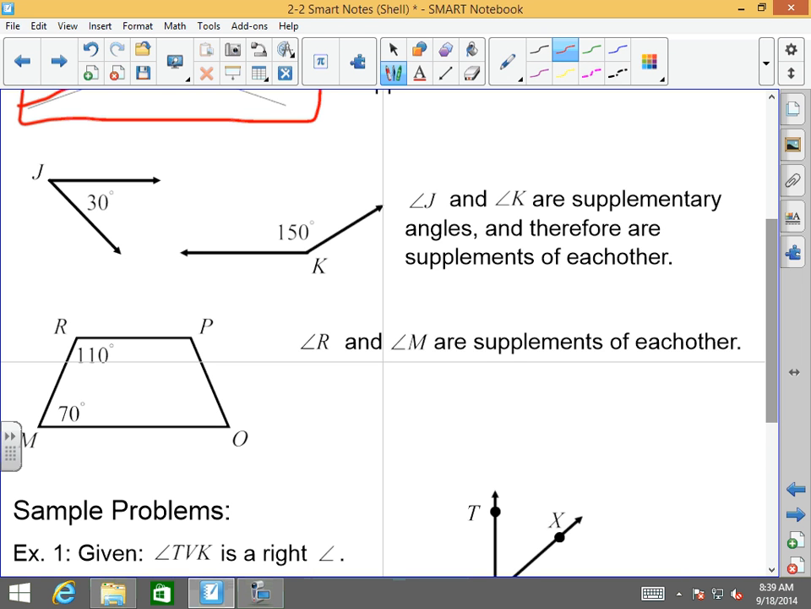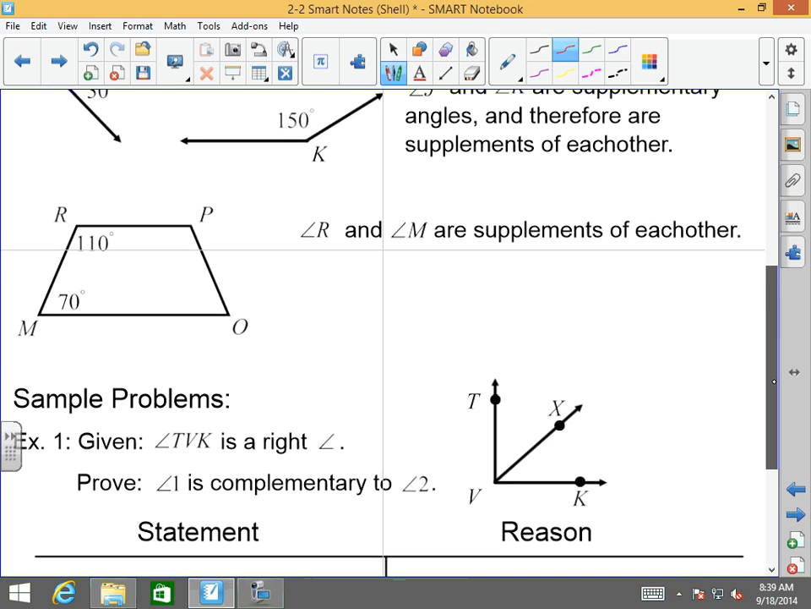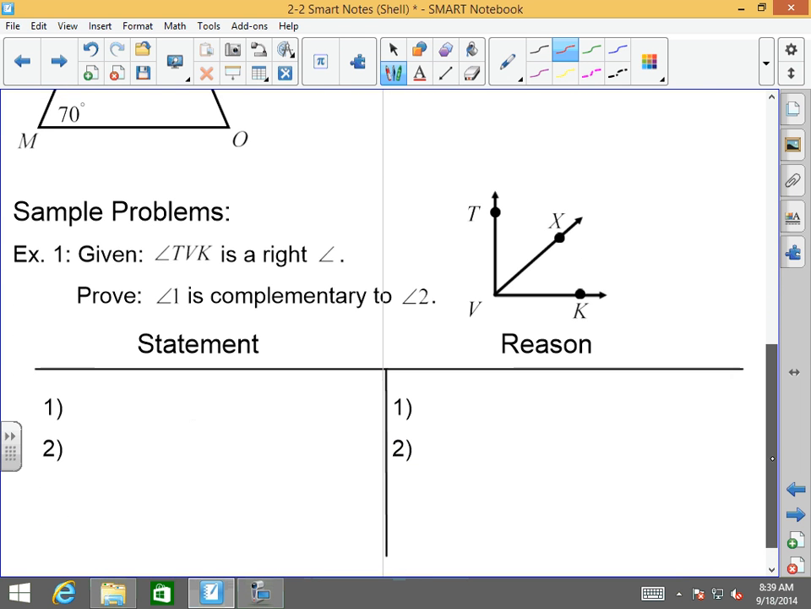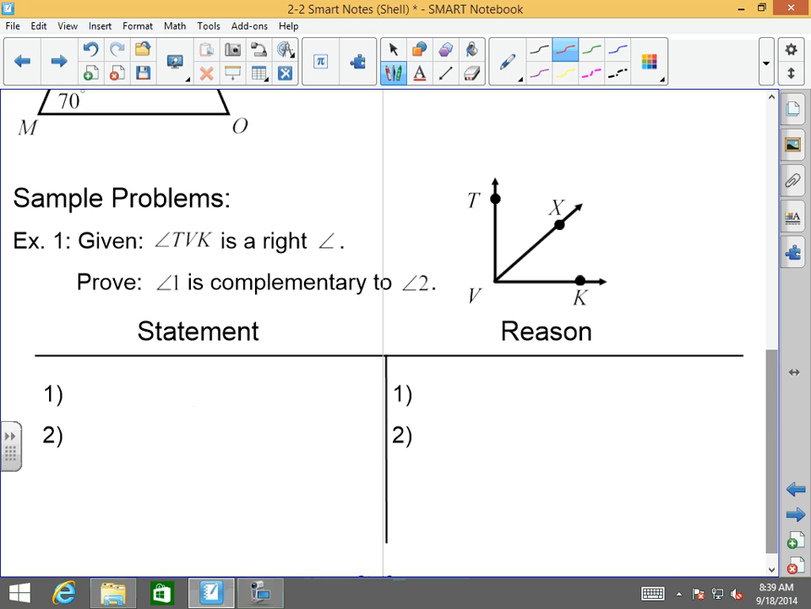All right, the good news, that's all the knowledge for today. Now the even better news, let's do some practice so we can understand this. Sample problem number 1. Given angle TVK is a right angle. You know me, guys. I love to label things. So immediately I'm going to label it. That's 90. That's a right angle.